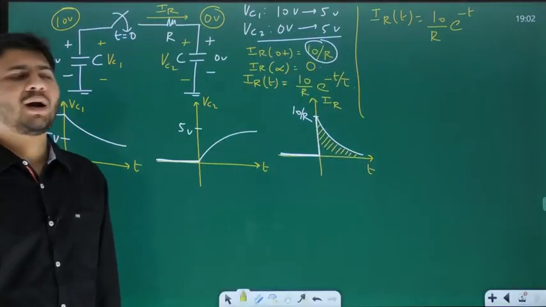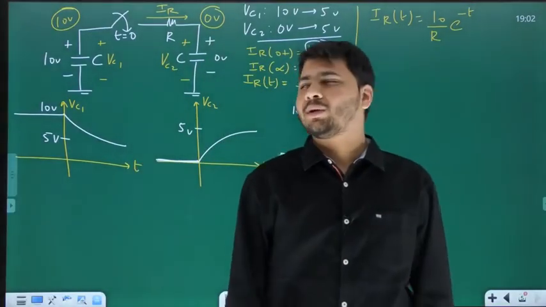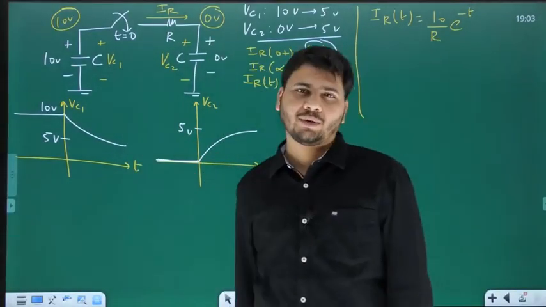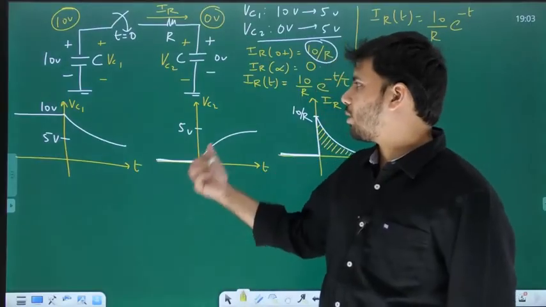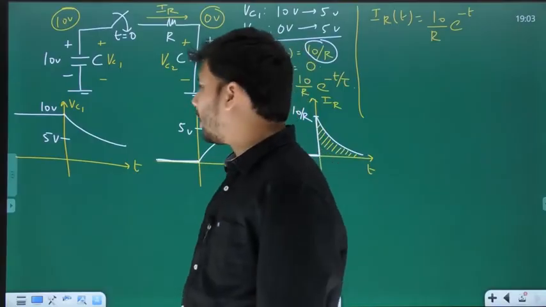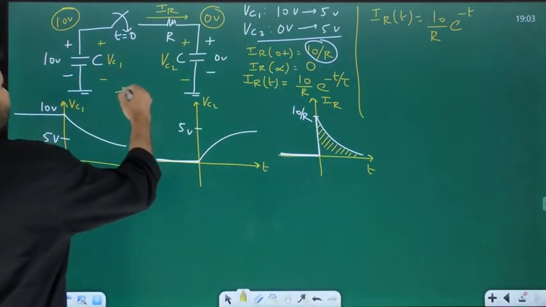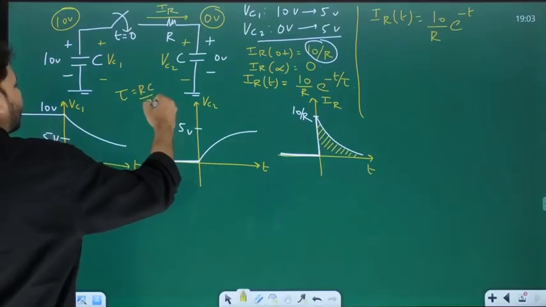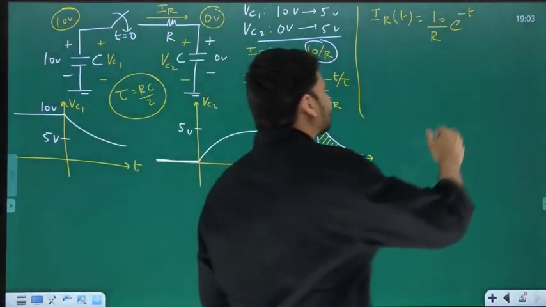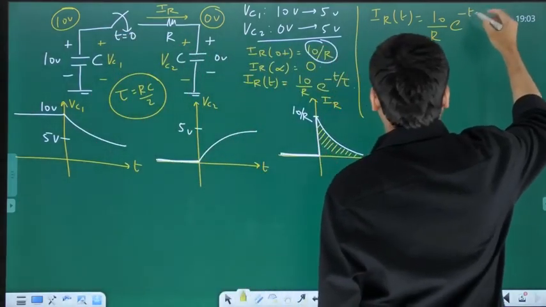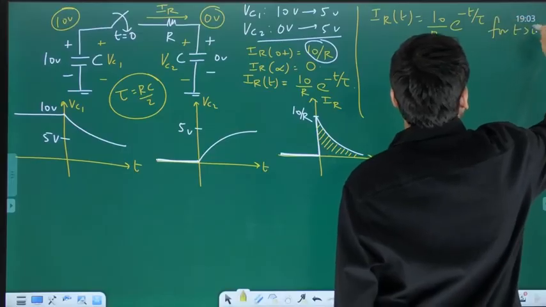So what is tau? R times C1 C2 divided by C1 plus C2. Since in this case C1 and C2 both are equal to C, C equivalent will be C by 2. So tau will be R times C by 2, or simply RC by 2. Yes. So tau is RC by 2.